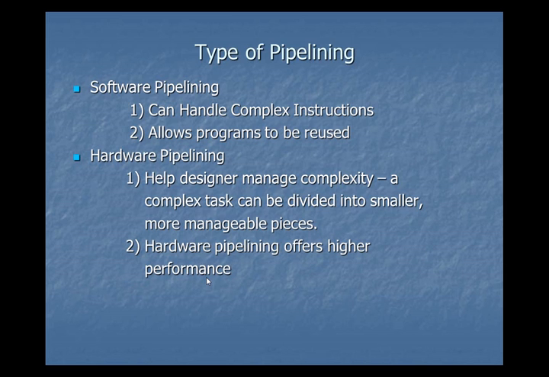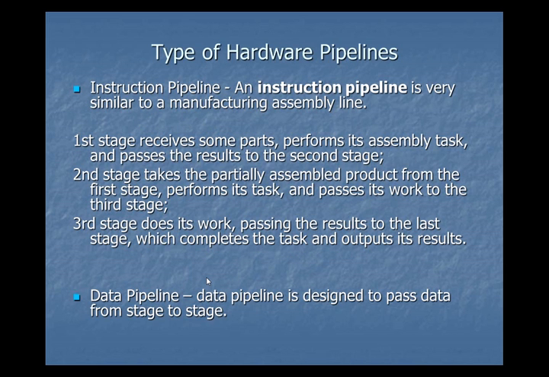Next, types of hardware pipelining. There is no detailed category of software pipelining, but only for hardware pipelining. This says instruction pipeline. An instruction pipeline is very similar to a manufacturing assembly line. The first stage receives some parts, performs its task, and passes the result to the next stage. So first of all, in the first stage, it takes some part of the main task, performs the assembly task, and passes the result to the next stage.